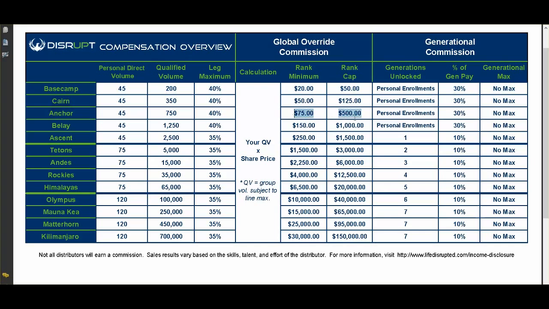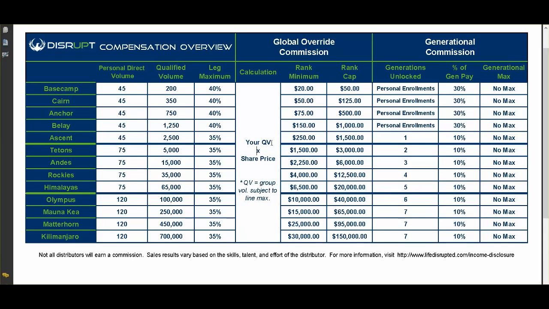Now, I want to explain to you how it works because this is where some of the confusion early on was. People don't understand how the minimum and the maximum worked, or how the global override actually gets calculated. So we added this third column over here on the left of the global override commission, the part I just highlighted, which is the calculation. This is a reminder on how the global override is actually calculated.